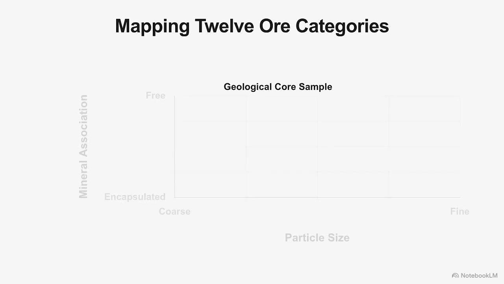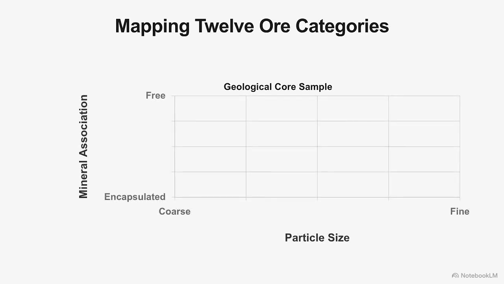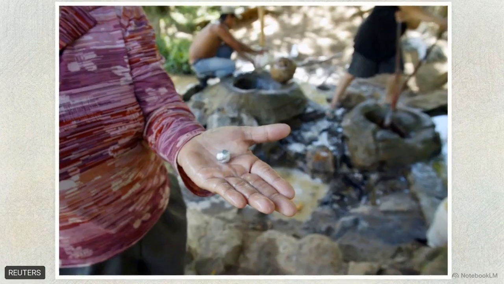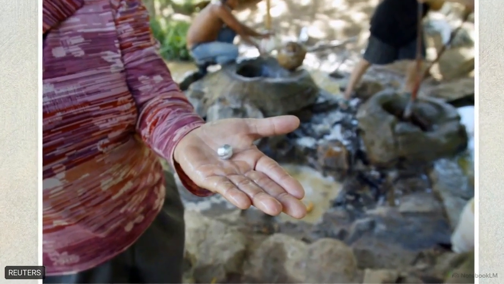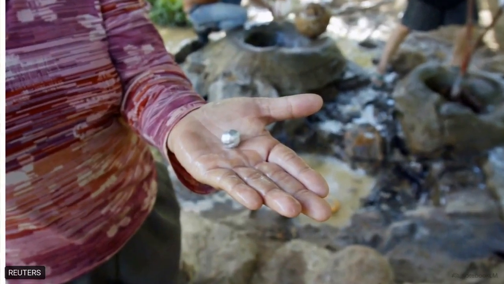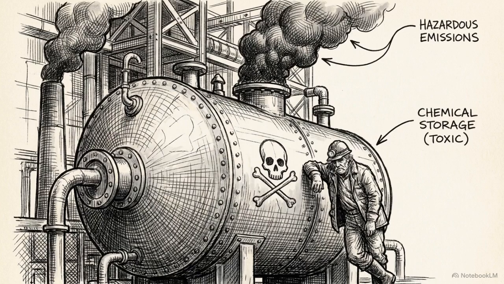An ore classification matrix plots variables across two axes: particle size and whether gold is free or encapsulated. Plotting core samples reveals 12 distinct ore categories. Surface alluvial placers act completely differently than deeply buried carbonaceous sulfides. Historically, operators relied on brute force chemistry, like mercury amalgamation and heavy cyanidation, to rip gold out of these rocks. This brute force approach delivered high recovery, but created massive environmental and worker safety liabilities.